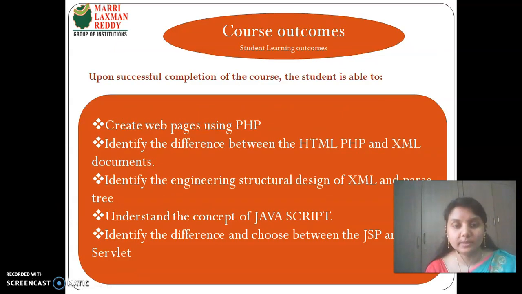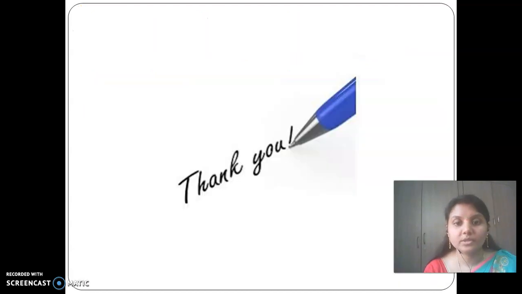And coming to the course outcomes. Course outcomes are the learning outcomes: by the end, what the student is gaining, what the student is able to learn, what the student is able to do is nothing but the course outcome. So here we have creating web pages using PHP, identifying the difference between HTML, PHP, XML documents, identifying the structural design of XML and parse trees, understanding the concepts of JavaScript, identifying the difference and choosing between JSP and servlets. So these are all the outcomes of web technologies.